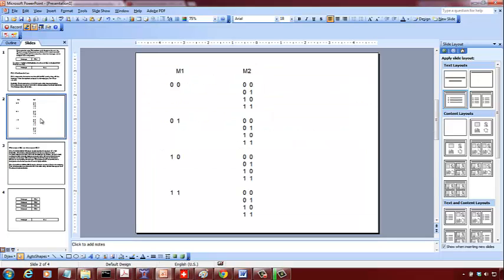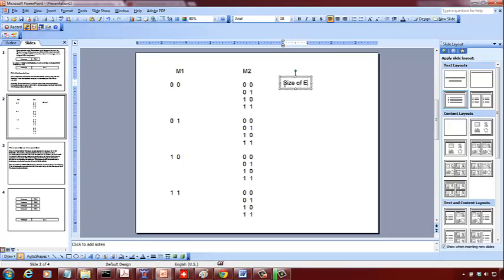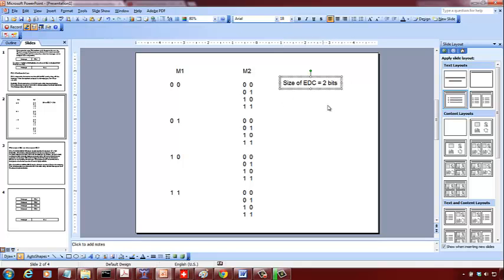Okay, so now let's continue. So let's say we have two messages and the size of my error detection code is fixed to be, say, 2 bits. The messages could be of any size, but let's say the size of my error detection code is fixed to be 2 bits.